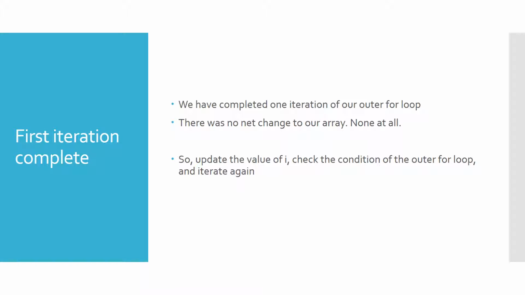So the first iteration is complete of our I variable, our outer loop. There was no change to our array, none at all. The first and second positions of our array were already in the proper order. So now we're going to update the value of I, check our condition of our outer loop, and iterate again.